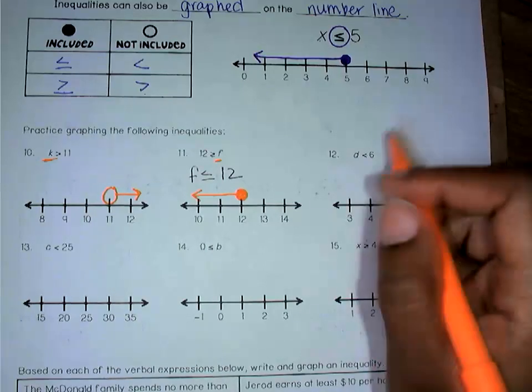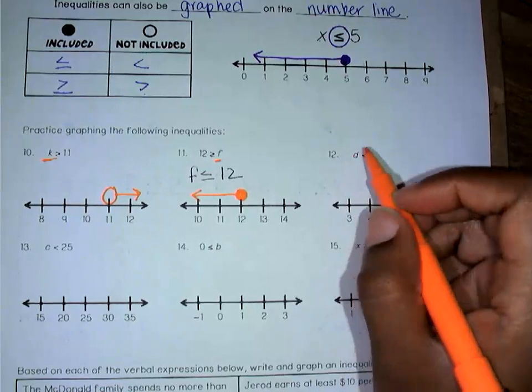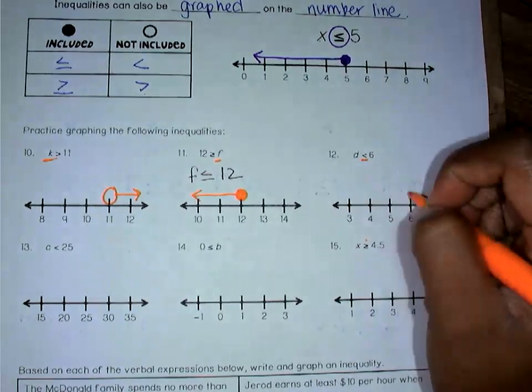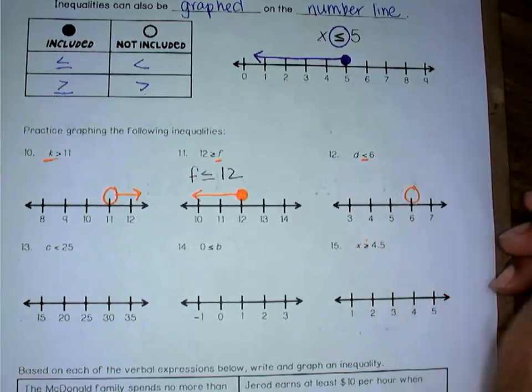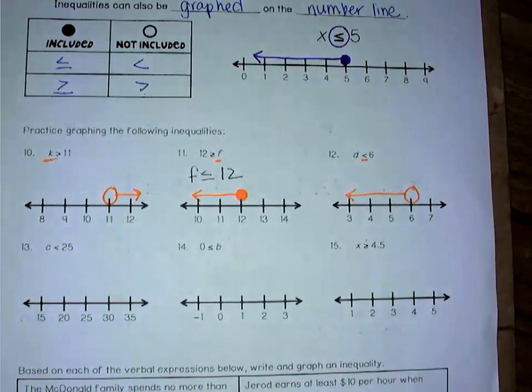Sorry, 12. D is less than 6. This variable is already on the left side, so we're good. So this one is going to be an open circle. So I'm going to make an open circle at 6. It says D is less than 6. Less than is going this way, and that's where my arrow goes.